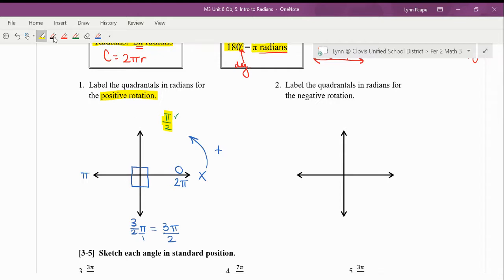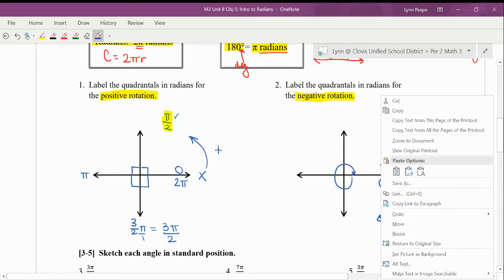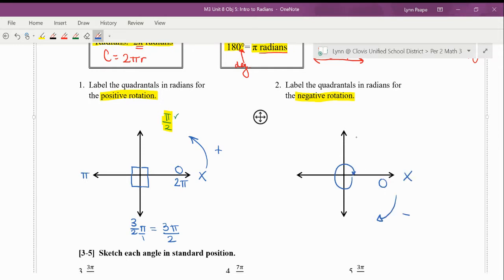All right, so we're going to do the same thing now for this one. This time we're going to go in the negative rotation. Whenever we do that, again, we always start on the x-axis, positive x. But because we're going to go in a negative rotation, our 0 is going to start below, and then we're going to rotate this way for negative. So let's do that full rotation first. So 1 full rotation is 2 pi.